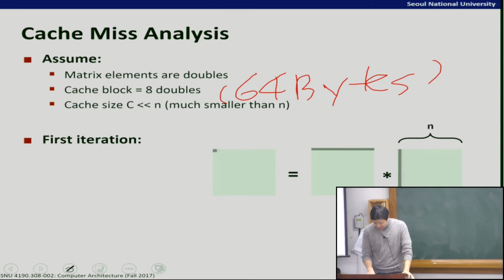And assume the cache size is much smaller than n. N is the dimension of the array, right? Let's say again we compute a matrix multiply on a very large array, and this n is much greater than the cache size. In other words, we never fit the entire matrix in the cache. That's the assumption.